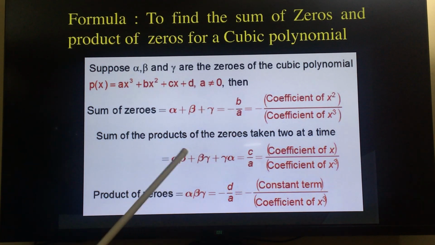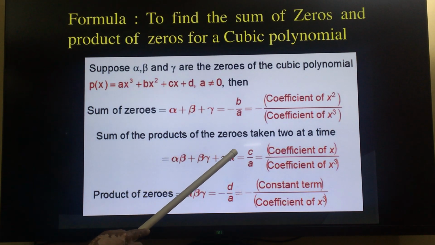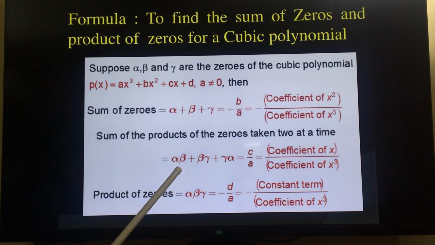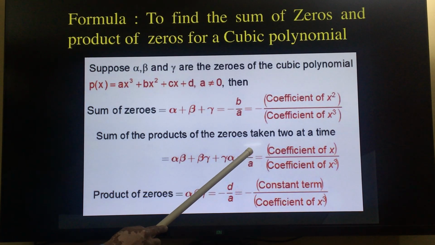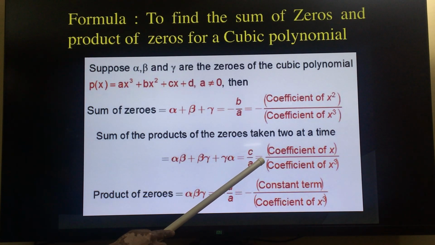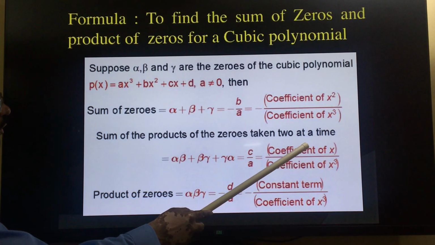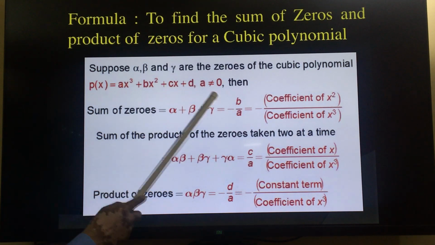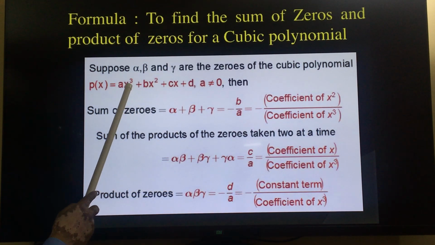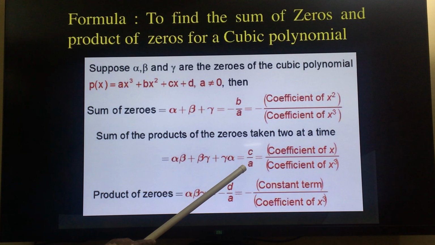for the cubic polynomial, alpha plus beta plus gamma, will be equal to minus b upon a. And the sum of the product of zeros taken two at a time, that is alpha into beta plus beta into gamma plus gamma into alpha, will be equal to c upon a. This will be equal to coefficient of x upon coefficient of x cube. Coefficient of x is c and coefficient of x cube is a. So c upon a, this is the formula.